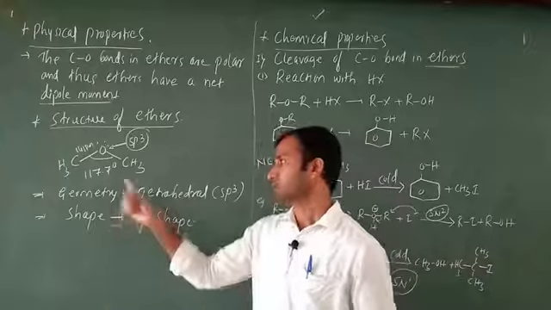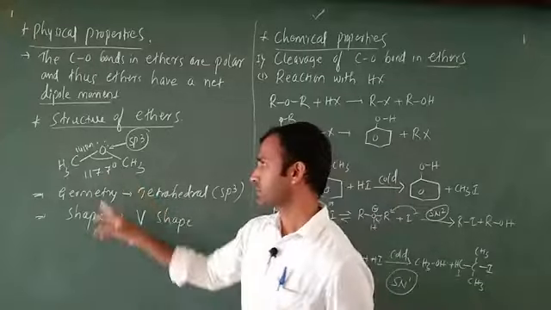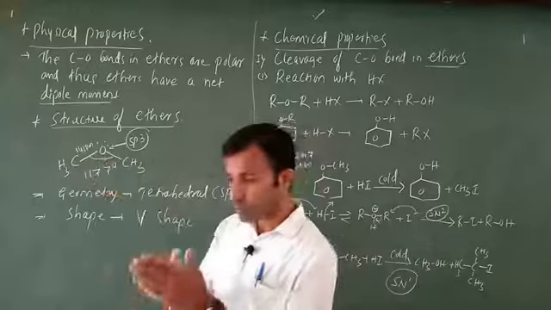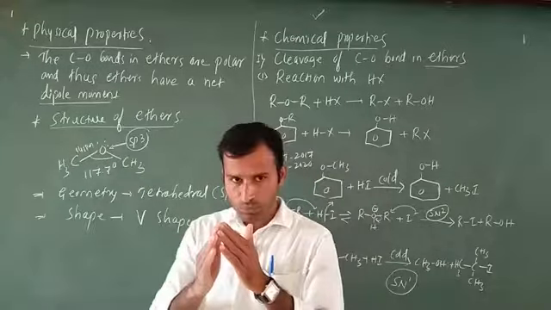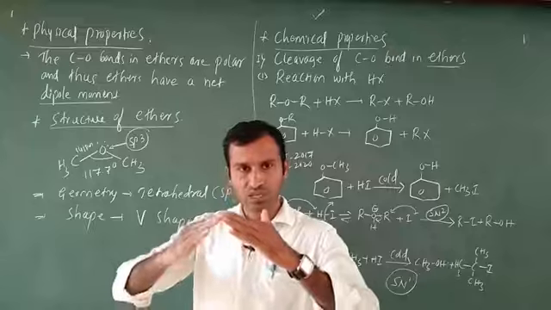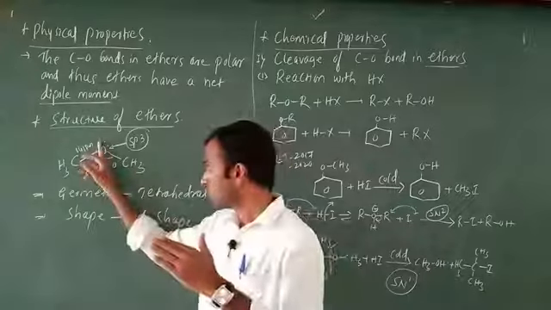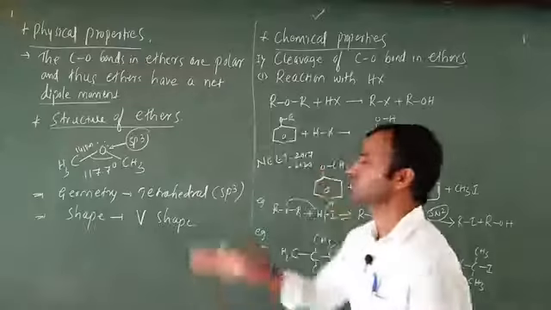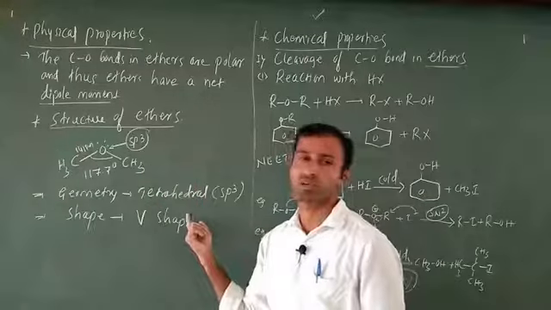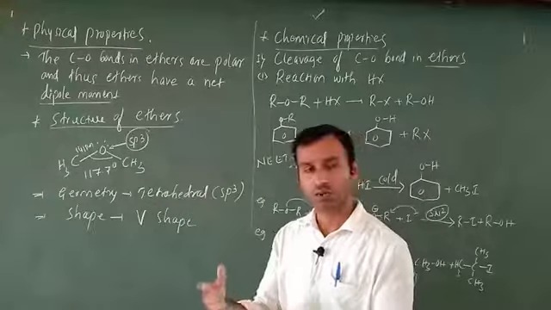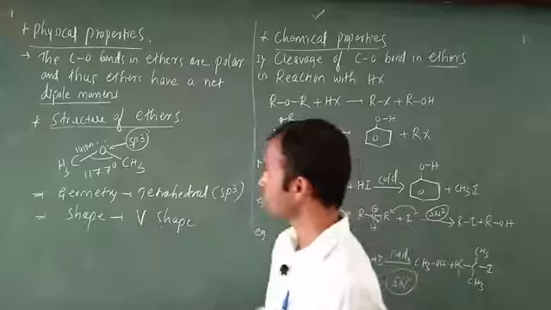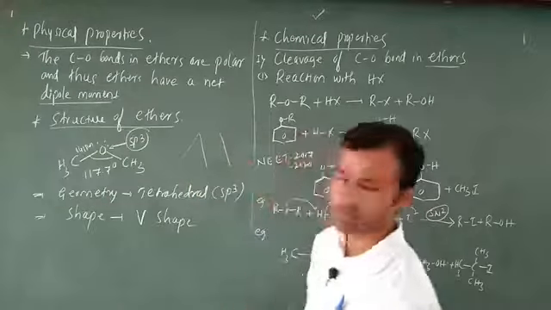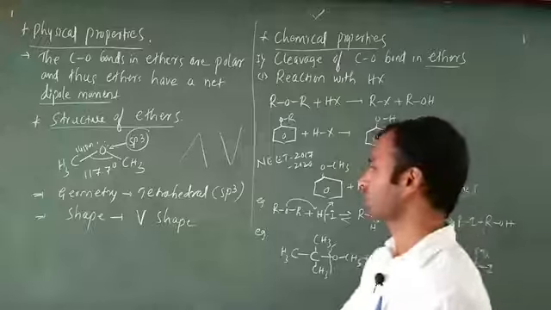Which repulsion is there? Bond pair repulsion. Here the bond is there, and here the bond is there. In this case the repulsion is more, and if the repulsion is more, automatically the bond angle increases. Lone pair repulsion is less compared to bond pair repulsion. Important. Then what is the geometry of this one? Geometry is tetrahedral. What about the shape? It looks like a V shape. Here it is, like this. No problem, that's why it looks like a V shape.